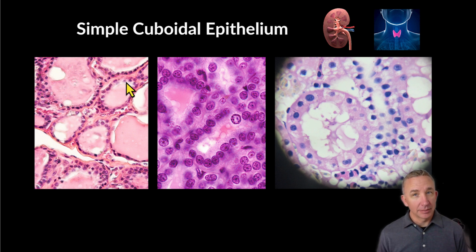Where do we see simple cuboidal? Remember, areas of secretion. We see them in ducts, in glands. We see them in things like the thyroid secreting something. So at a thyroid, secreting hormones. So areas of secretion, so more active cells.